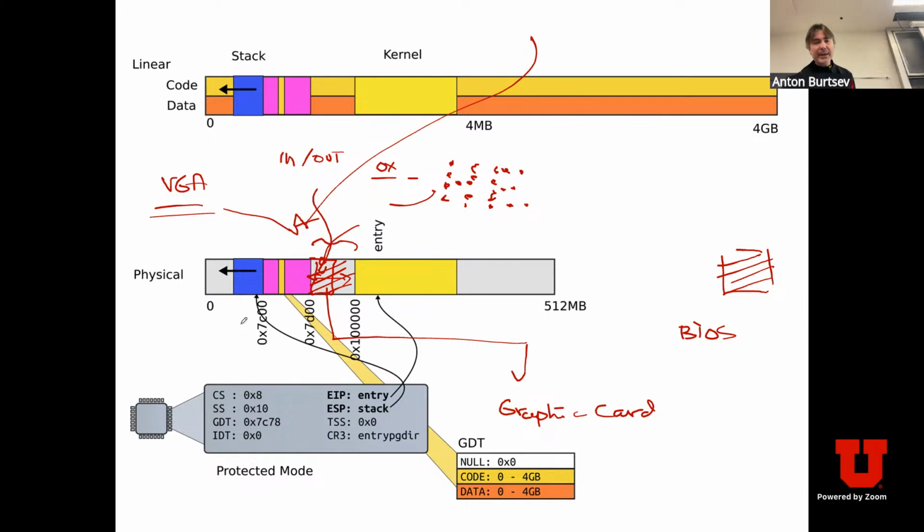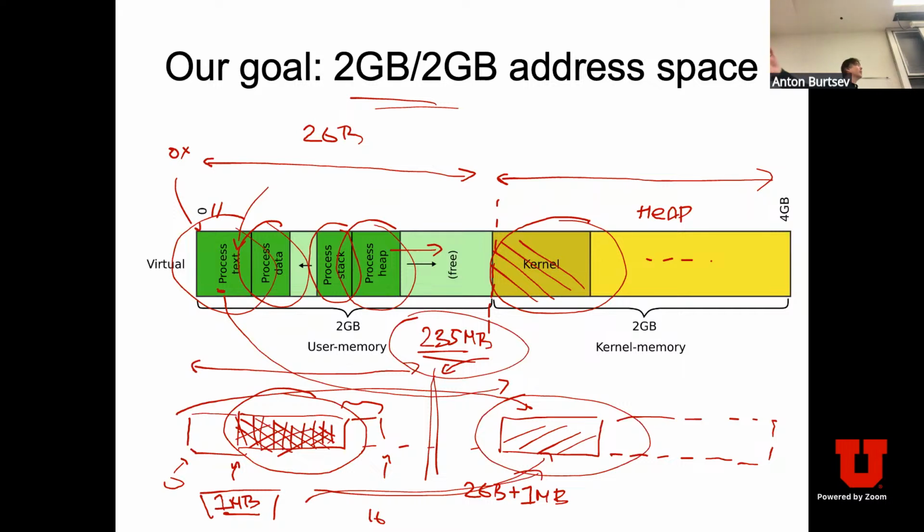Okay, good. So, hold on. I started with this and I said, okay, we want the kernel to show up at the higher addresses. So how do we do this? It's physically here in the low addresses of physical memory. How do we make it show up here? What is the mechanism we're using?